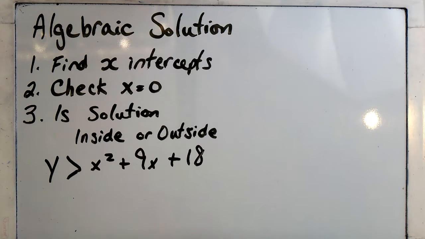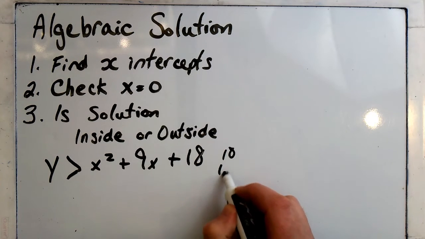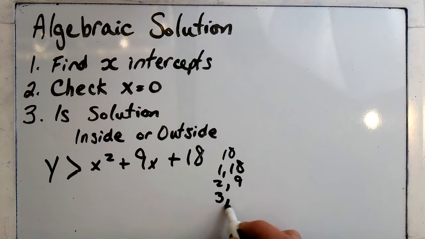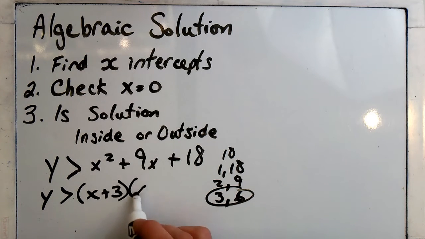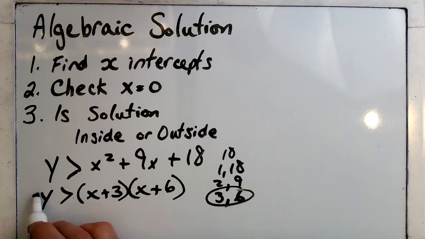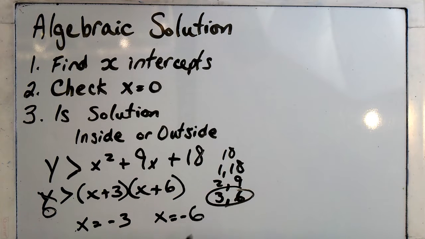So finding the algebraic solution. Step 1 is find the x-intercepts. So we're going to check if we can factor, always much easier if we can. And we find that 3 and 6 add up to 9, multiply to 18. We're going to make this 0 because we know it's on the x-axis. And so we solve for the intercepts. Now, for the intercepts, we don't have to worry about the inequality. We know that it's going to be at this point. We just don't know which side it's going to be.